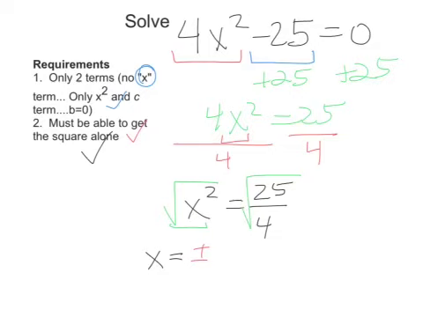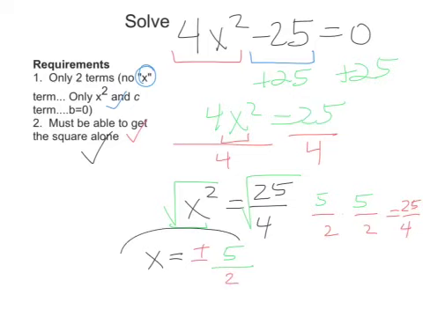Now I'm asking myself, what is the square root of 25 over 4? What multiplied by itself twice would equal 25 over 4? Well, I know that 5 times 5 would give me 25, so my numerator is going to be 5. And then 2 times 2 would give me 4, so my denominator would be 2. So my answer is plus or minus 5 halves.